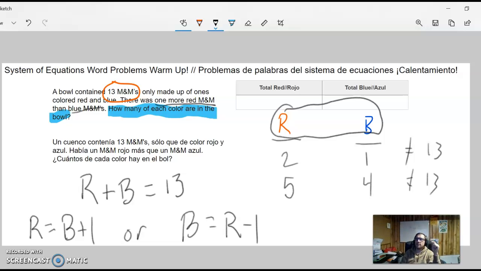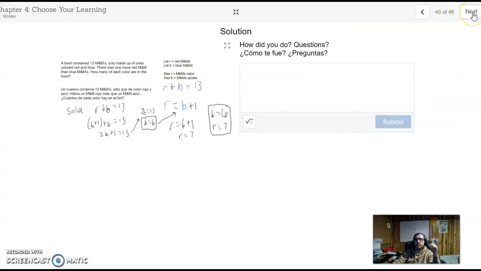My thought, though, is if you just kept guessing and you tried 6 and 5, you see that's 11. But if you tried 7 and 6, hopefully you found that one is 13. Okay. Sometimes guess and check might be the quickest way to get to a solution. And there it is worked out for you one more time.